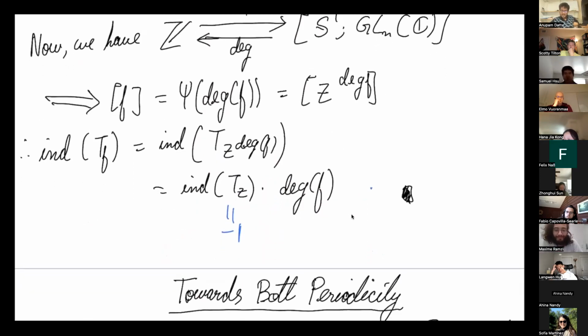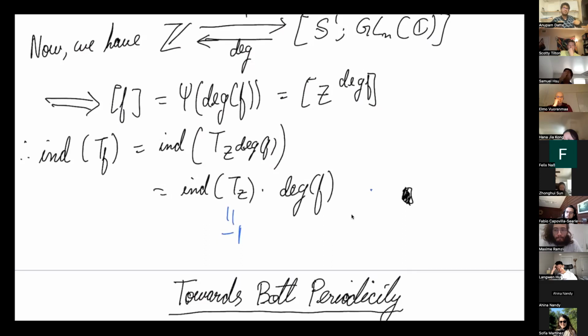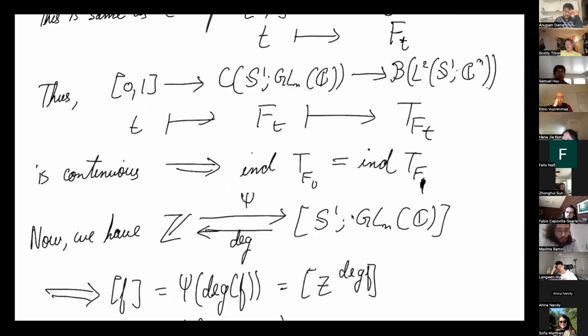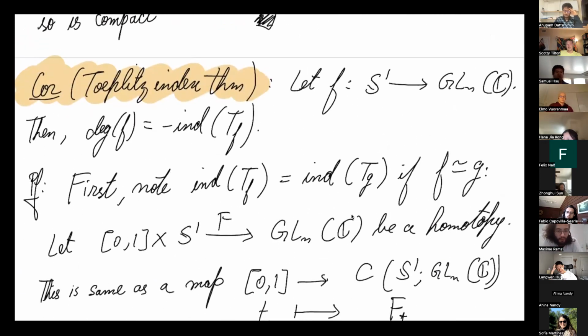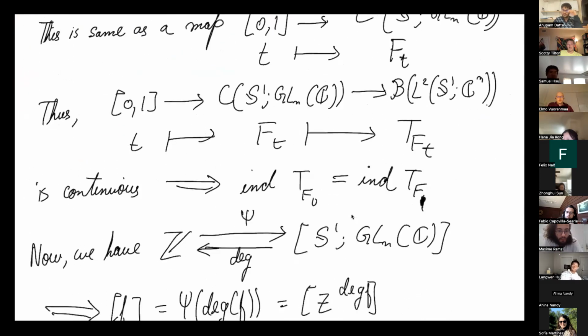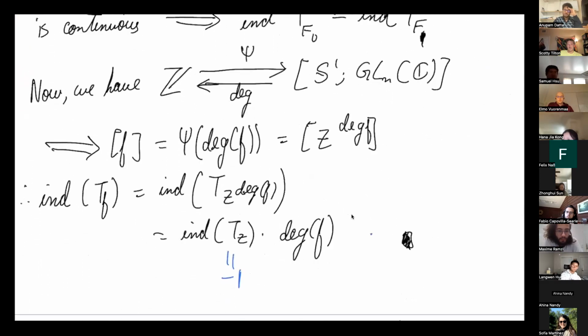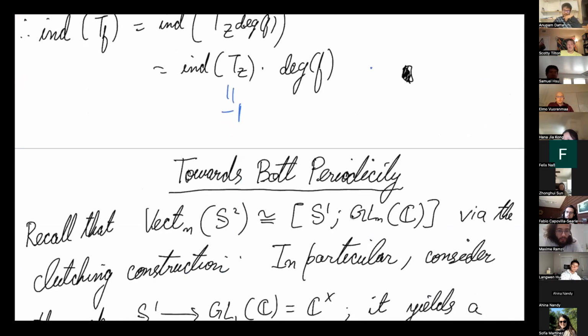But the point is that essentially, when n is equal to 1 and you are just mapping into the units in the complex numbers, then this TZ is nothing but a right shift operator. And as I had discussed before, it has index -1. So nice, we have this nice result relating the degree of a map and the negative of the index of the associated Toeplitz operator. And now we have all the functional analysis background required to present a proof of the Bott periodicity theorem.